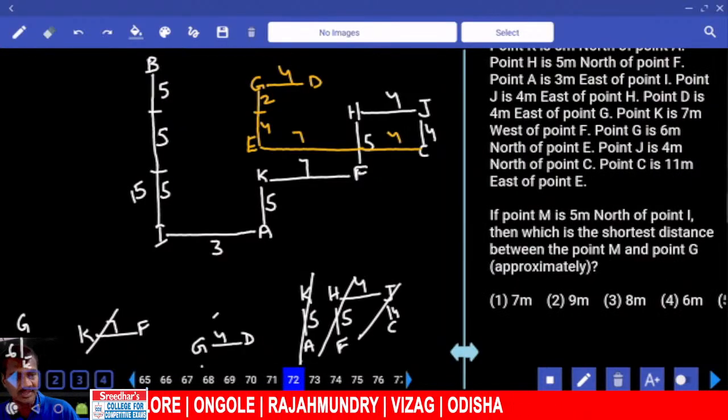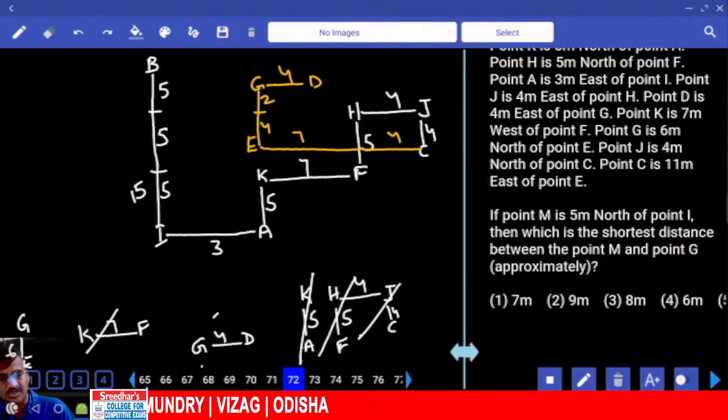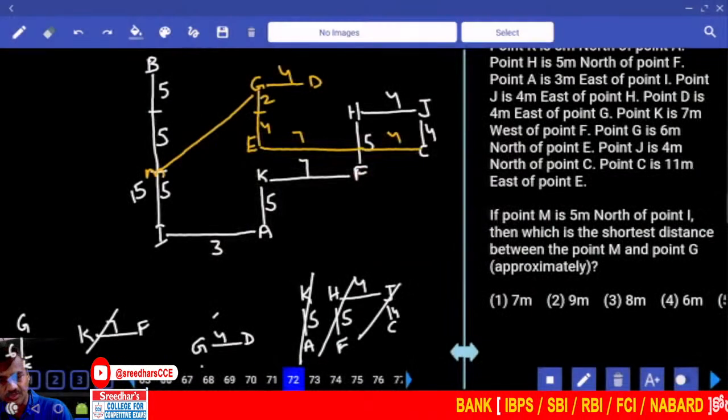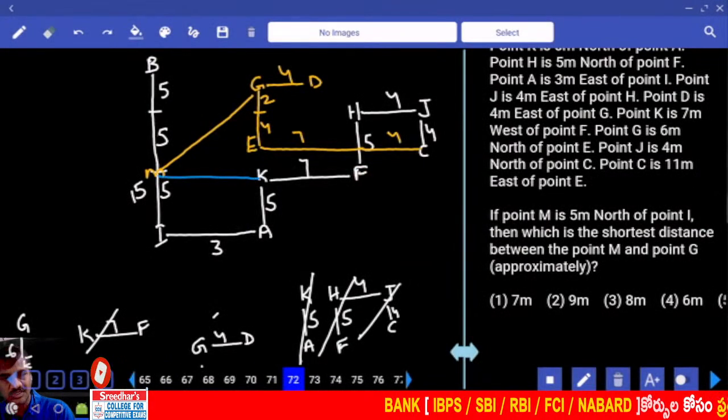Then 72: M is 5 meters to the north of I. Now M must be here. Then the shortest distance between M and G. We need to find out this distance. How much is this distance here? To find this out, we need to draw this diagram.